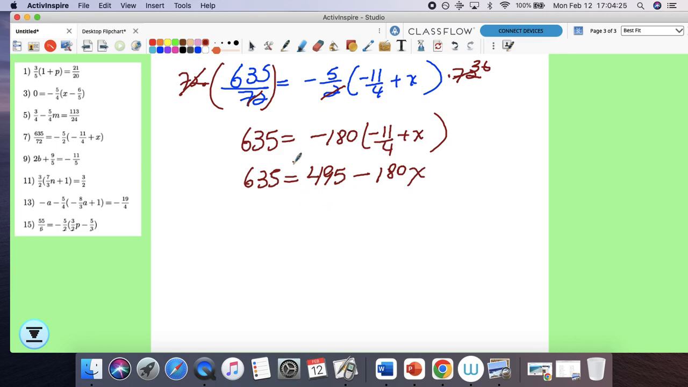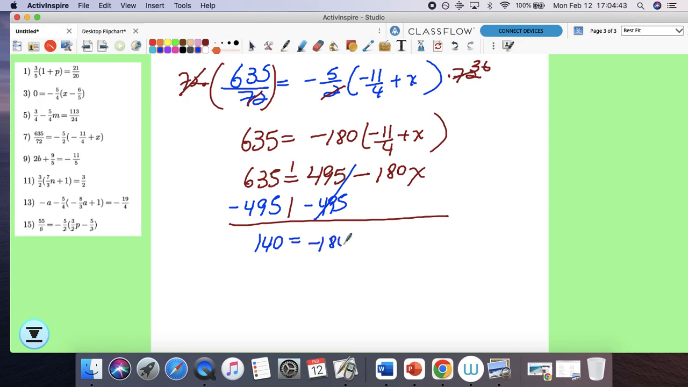Yeah, so now here's my line in the middle. We're going to subtract 495 from this side and subtract 495 from this side. That goes away. 635 minus 495 is 140. And we'll have negative 180x. Divide both sides by negative 180. My answer is going to be a negative number. x equals 140 over 180, which we can simplify.